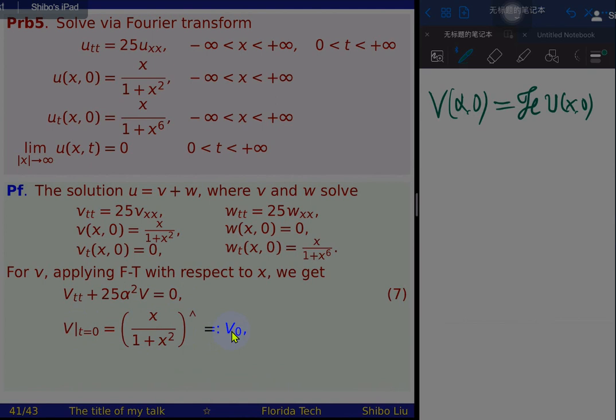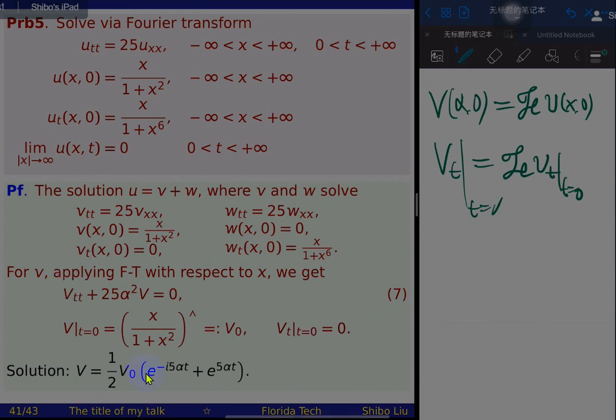Similarly, for the initial velocity, since it's 0, its Fourier transform is also 0. Again, we know that V_t equals the Fourier transform of small v_t. In particular, when t equals 0, then this is 0, because v_t is 0 when t equals 0. Okay, so this is the initial value problem for a second order linear ODE, which can be solved.